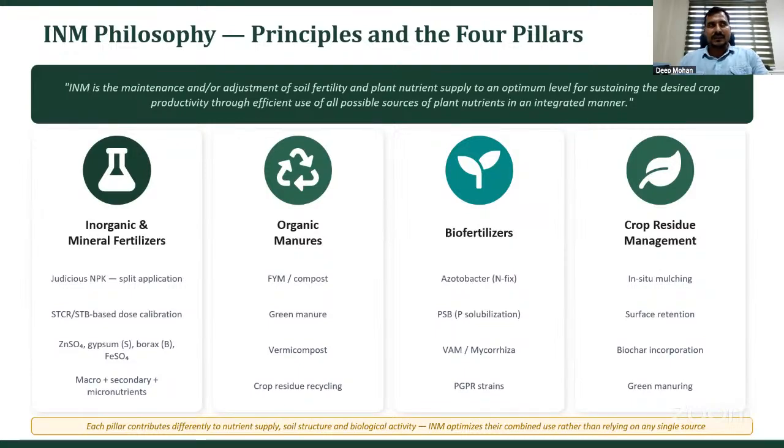So the question comes: does the use of INM actually work? Does INM give better yield than chemical fertilizers alone?